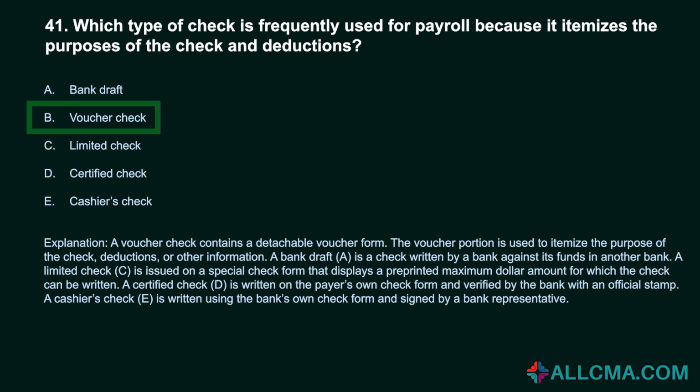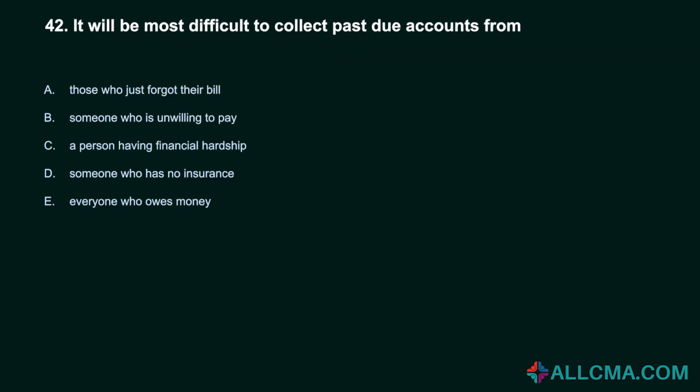A bank draft, A, is a check written by a bank against its funds in another bank. A limited check, C, is issued on a special check form that displays a pre-printed maximum dollar amount for which the check can be written. A certified check, D, is written on the payer's own check form and verified by the bank with an official stamp. A cashier's check, E, is written using the bank's own check form and signed by a bank representative.